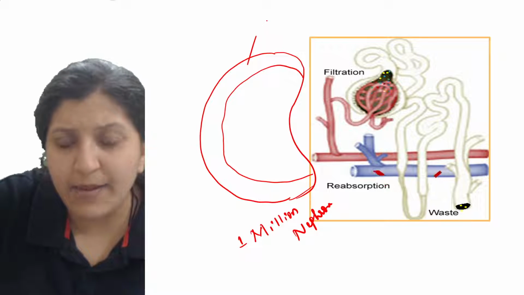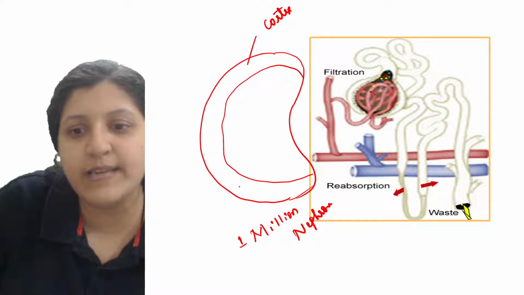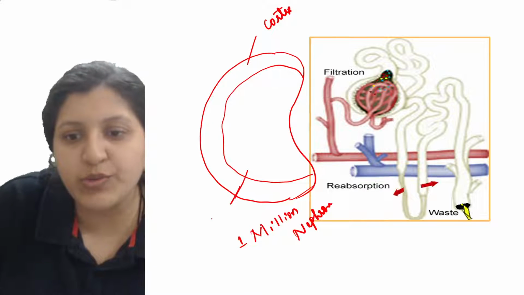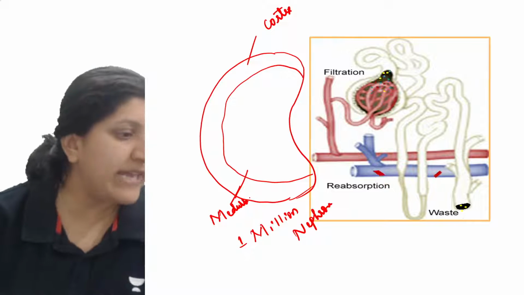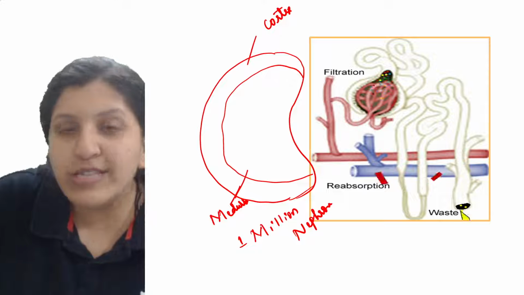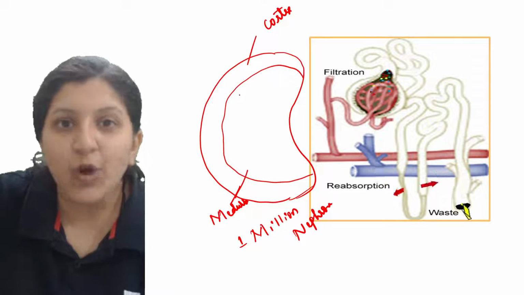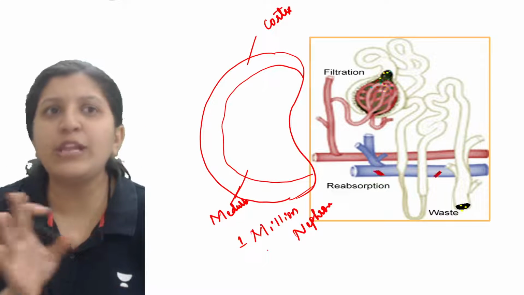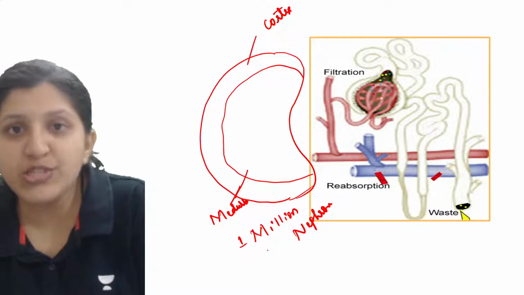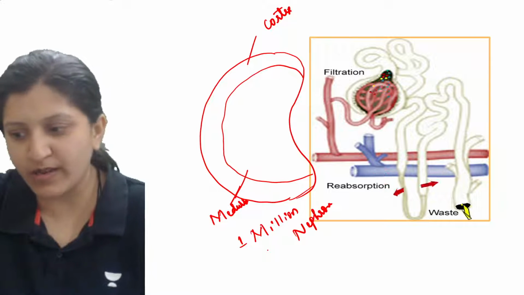So let me just label. You can find the cortex region and there is a medulla region. This region is basically the medulla region. Now what exactly happens is, this nephron that you see is located in the cortex region. Before I start with the location, we'll see the structure of nephron first so that you'll understand how exactly it is situated.